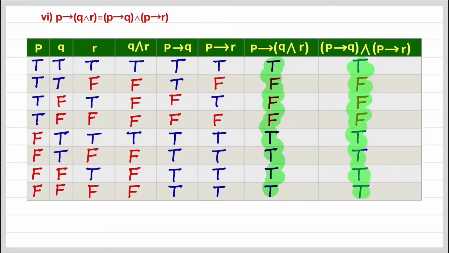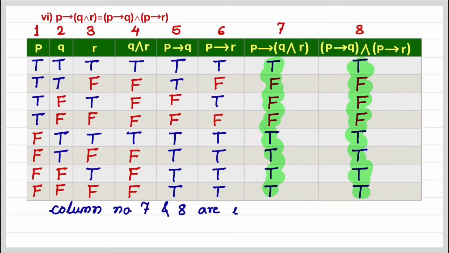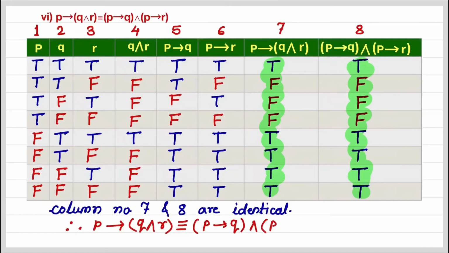Observe column number 7 and 8. Column number 7 and 8 are identical because they have identical entries. Both the columns have the same entry. Therefore, we have P implies Q and R is equivalent to P implies Q and P implies R.